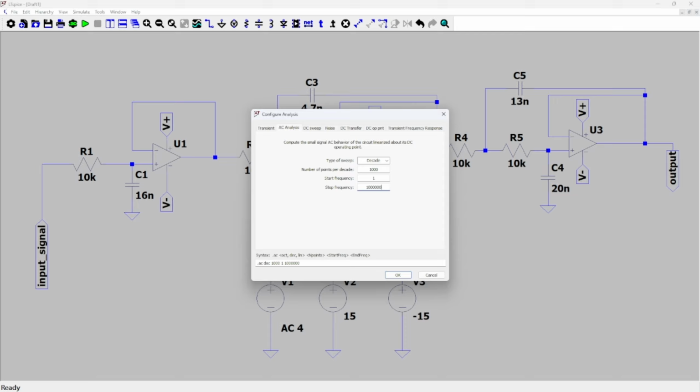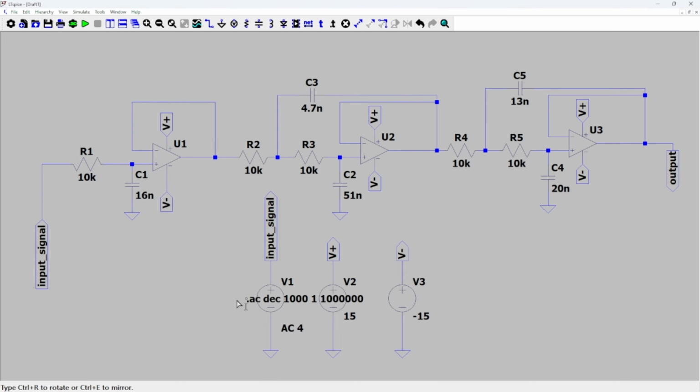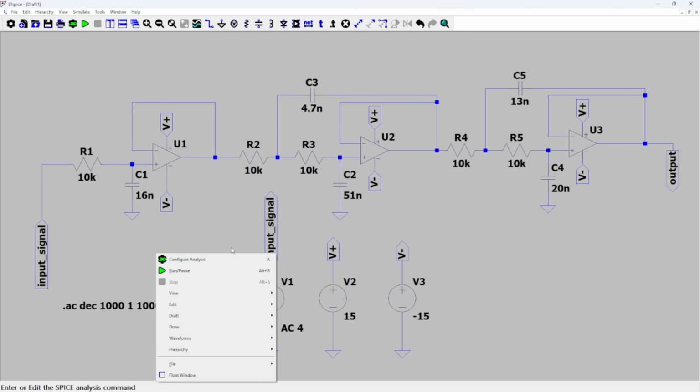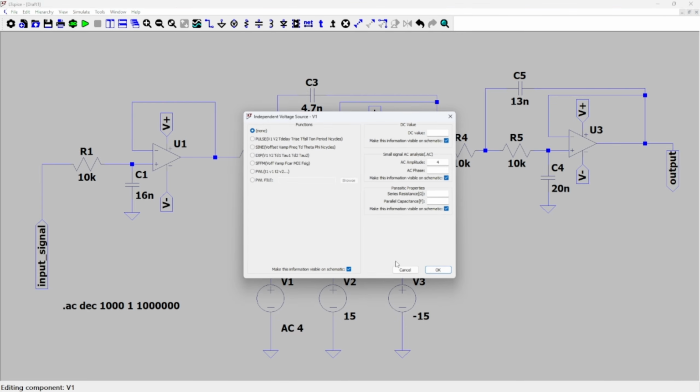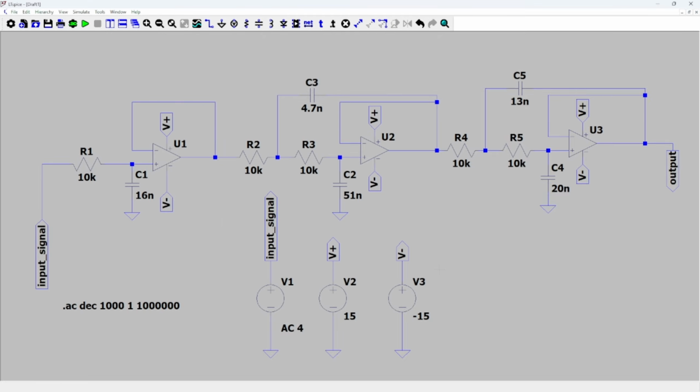1 mega. Okay, so I can have it there. Then the magnitude of this, I'll have it as a value of 4. You don't choose any signal type, just have none, then come to small signal AC analysis. So I have a value of 4, or I can have a value of maybe even 0.1, but I've opted for 4.